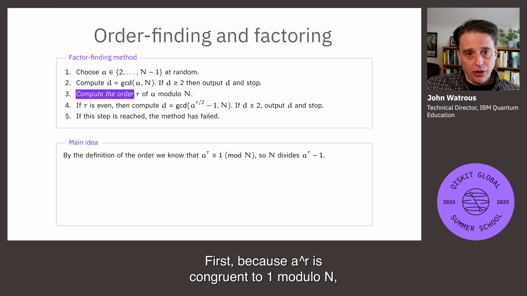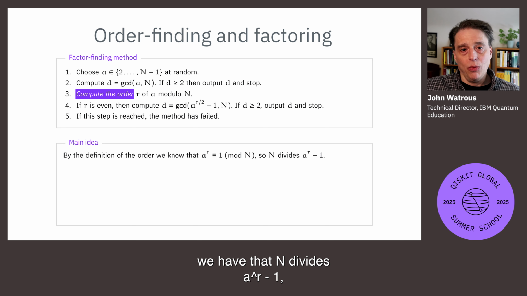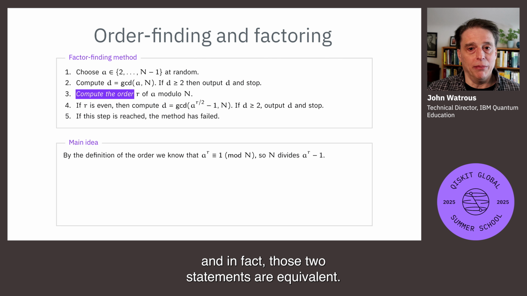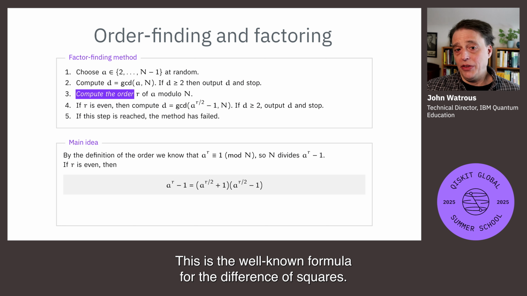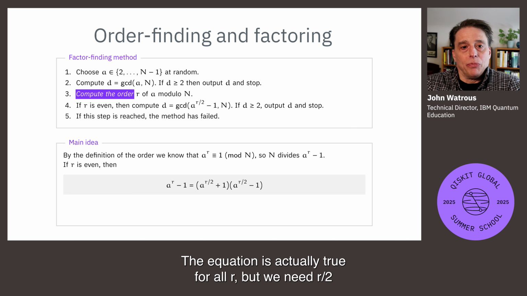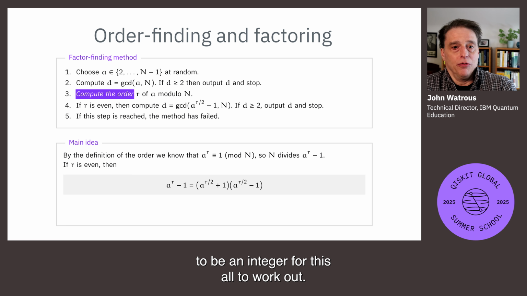First, because a to the power r is congruent to 1 modulo n, we have that n divides a to the power r minus 1, and in fact those two statements are equivalent. If r is even, then the equation shown here is true. This is the well-known formula for the difference of squares. The equation is actually true for all r, but we need r over 2 to be an integer for this all to work out.